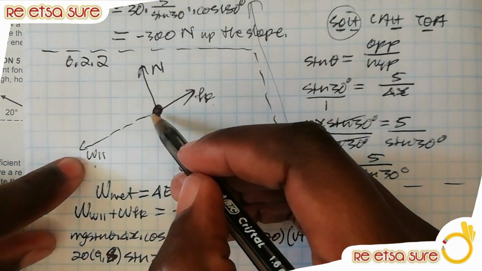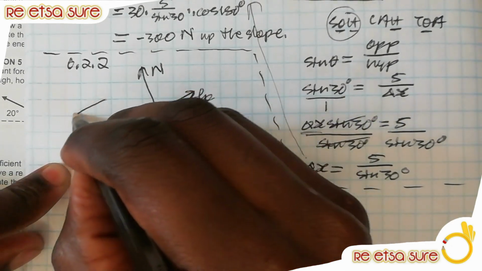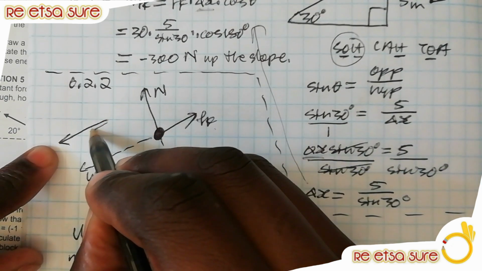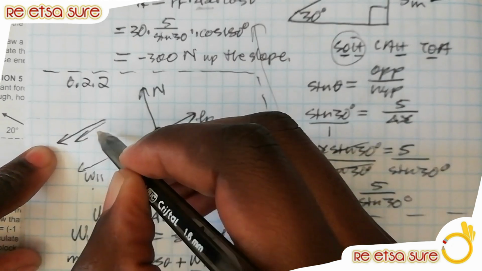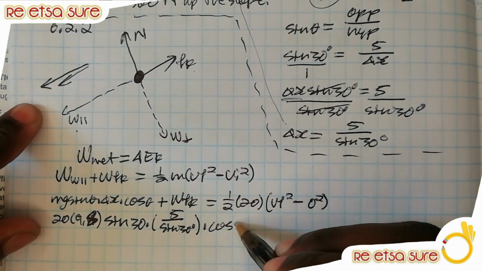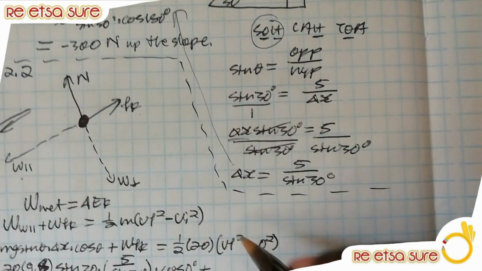Weight parallel is going in the same direction as our displacement. So what is the angle between our displacement and the direction of our force? It is 0 degrees because they're both going in the same direction. So we have cos of 0 degrees plus negative 300.